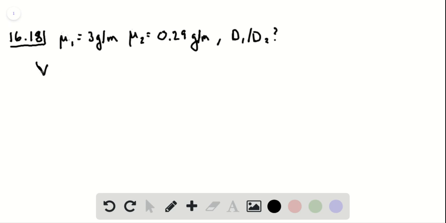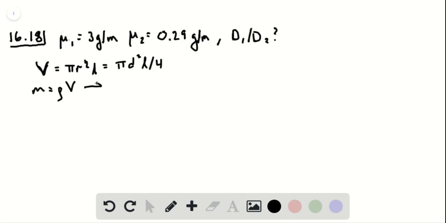So the volume of one of the strings, assuming they're made of the same material, is going to be pi r squared l, if the string's length is l. We want the diameters. So this is pi d squared l over 4. So the mass is, of course, just the density times the volume.